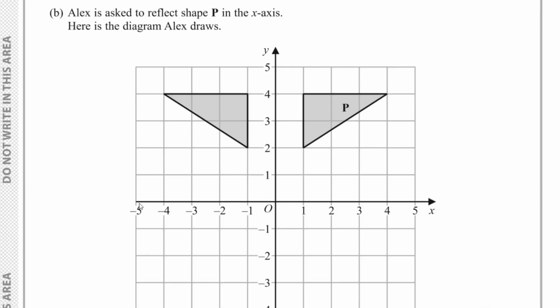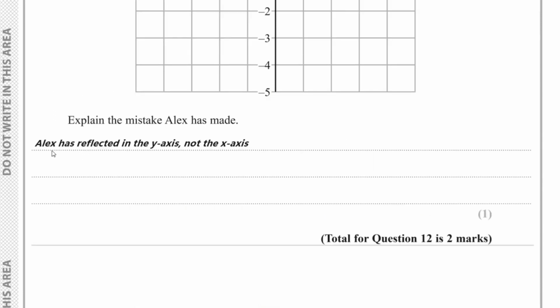Well, reflecting in the x-axis means we have to reflect in this line here. So the shape should be in this quadrant here. What they've done is they've reflected in the y-axis. So Alex has reflected in the y-axis, not the x-axis.